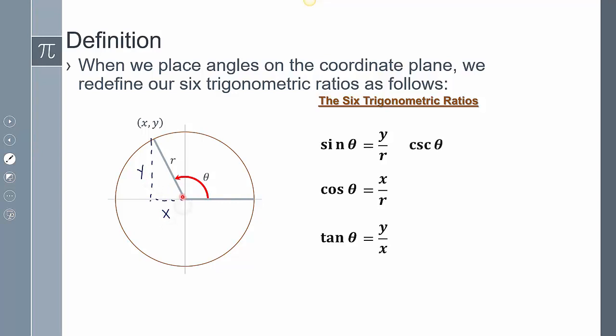My cosecant, okay, it's a reciprocal, so I need to flip that. My secant, I need to flip that. My cotangent, I need to flip that. Okay, they're just reciprocals of each other. And now to find my radius, we're just going to use the Pythagorean theorem.